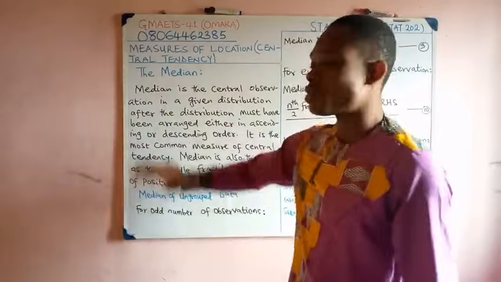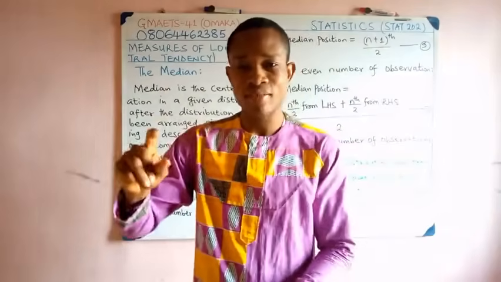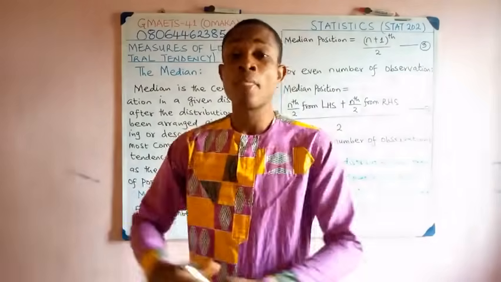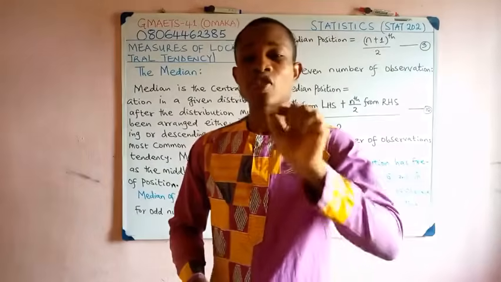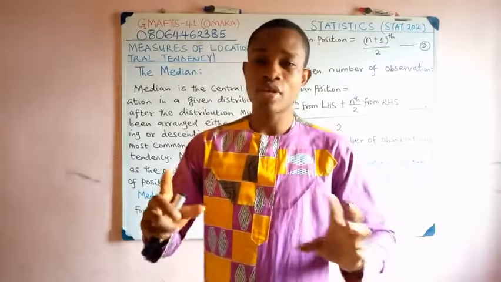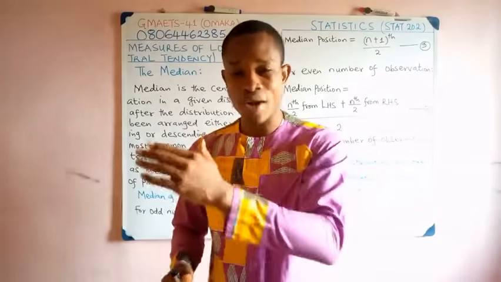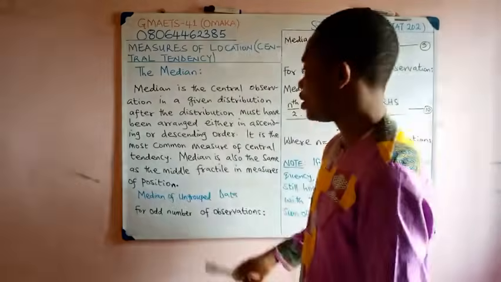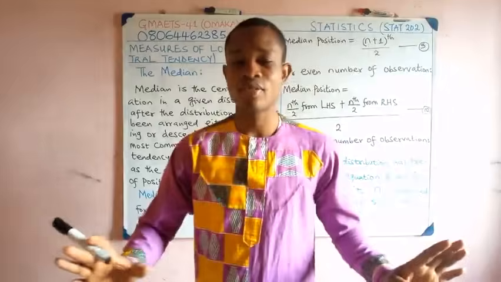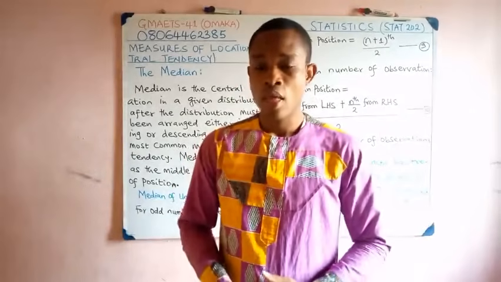But we want to start first by getting to know what median is. Just hear the word median, middle, alright? Middle. From there you get the word median. Median is simply the central observation of a given distribution. Now when you're talking about ungrouped data in most cases, it is important for you to arrange the distribution either in ascending or in descending order. So that is what median is. The central observation of a given distribution.